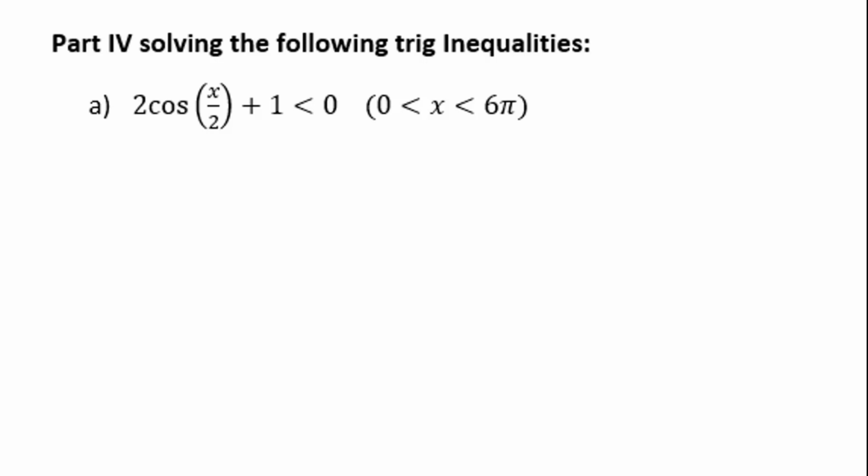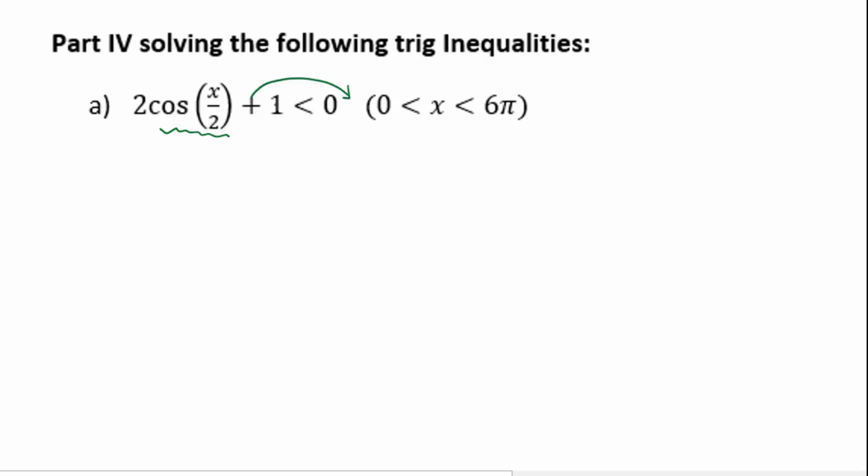Today's lesson is about how to solve trig inequalities. For A, 2 cosine x over 2 plus 1 less than 0, where x is greater than 0 and less than 6 pi. First of all, since this is a linear inequality, we need to isolate the cosine x over 2.